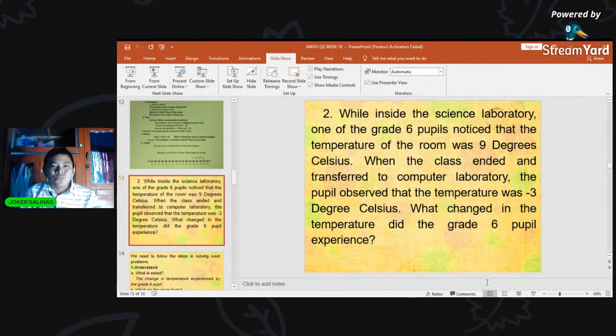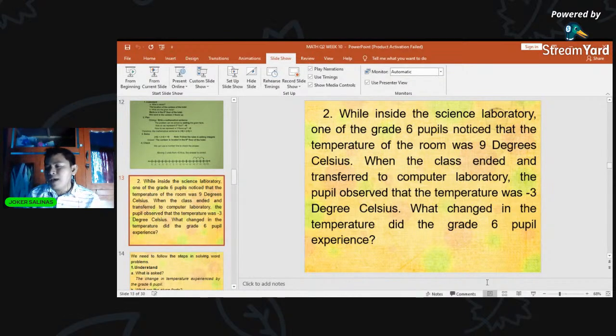Question number 2. While inside the science laboratory, one of the grade 6 pupils noticed that the temperature of the room was 9 degrees Celsius. When the class ended and transferred to a computer laboratory, the pupil observed that the temperature was negative 3 degrees Celsius. What change in the temperature did the grade 6 pupil experience?